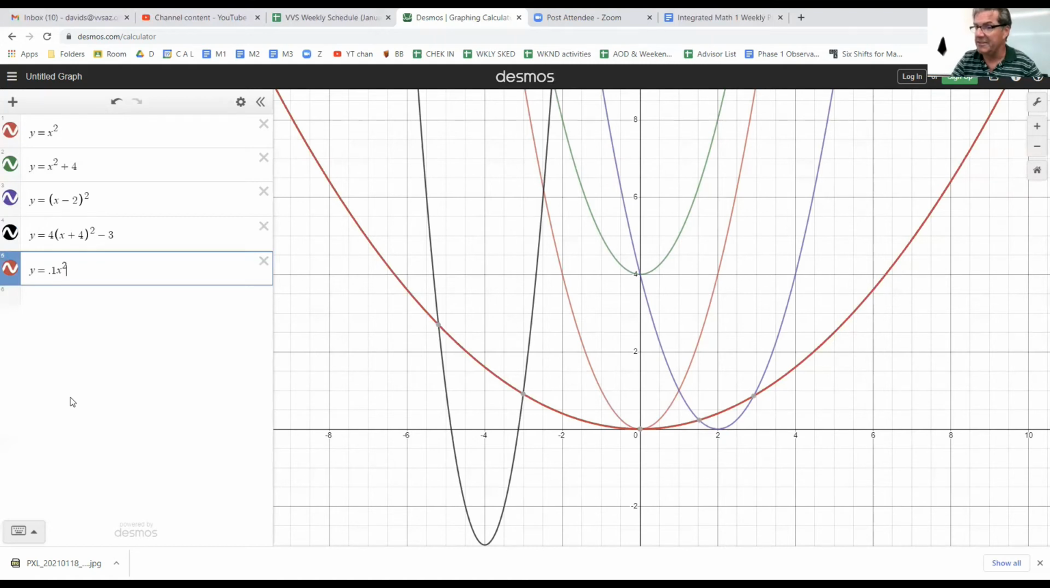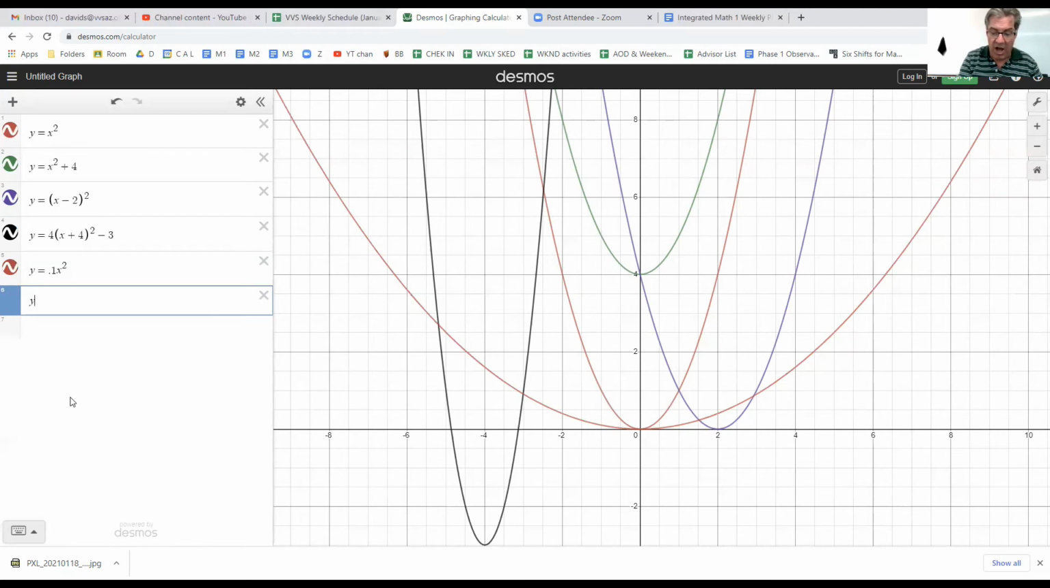One more thing, pause the video and think about it. How would you make a graph open downwards? These are all opening up. Think about how you do that. If you have Desmos open and you've been playing around with it, go ahead and try one. Okay, let's take a look.